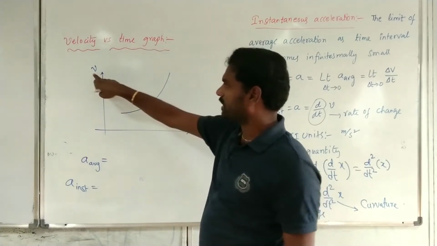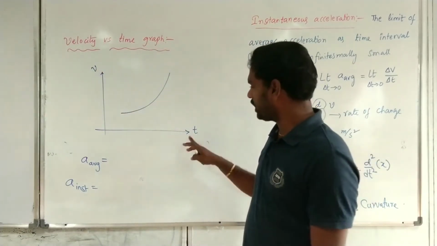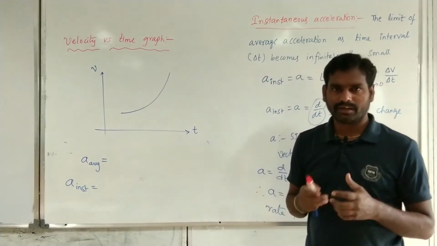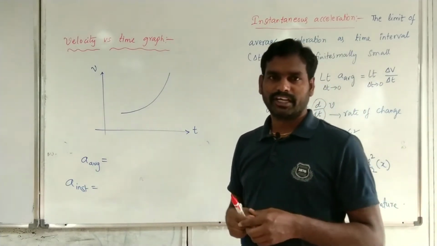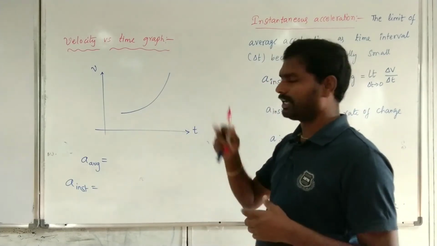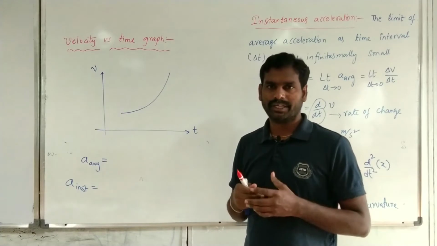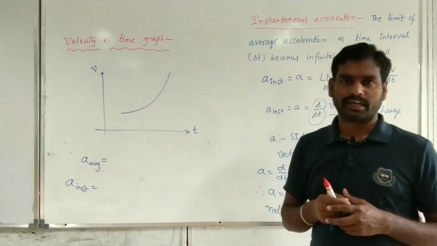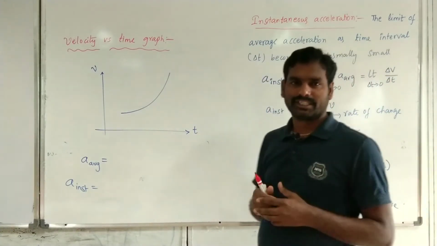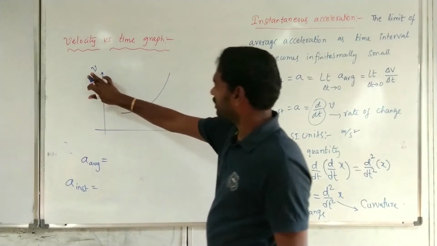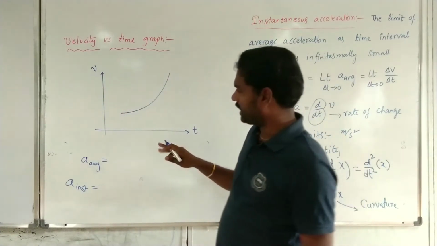That means we are taking velocity on the y axis and time on the x axis. Why do we need to take velocity on the y axis? Because we always take dependent quantities on the y axis and independent quantities on the x axis. That means velocity depends on time, not time depends on velocity. See here, let us consider that the velocity versus time graph looks like this.